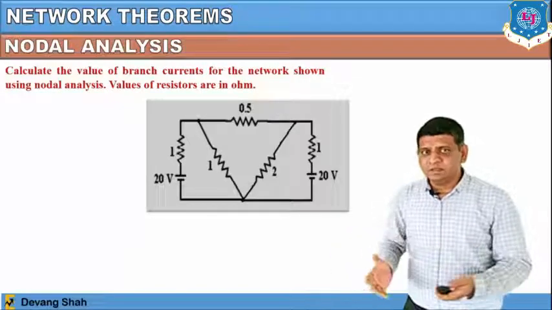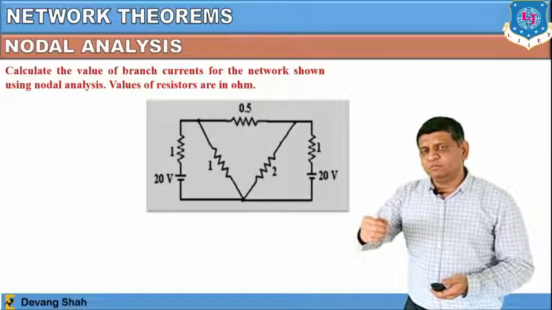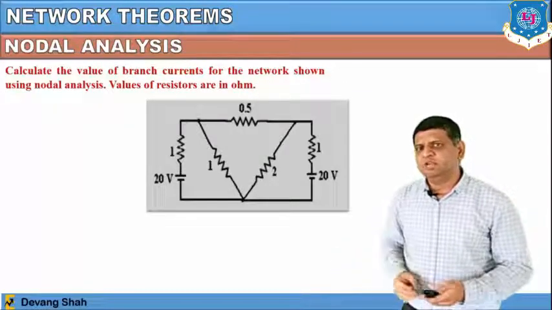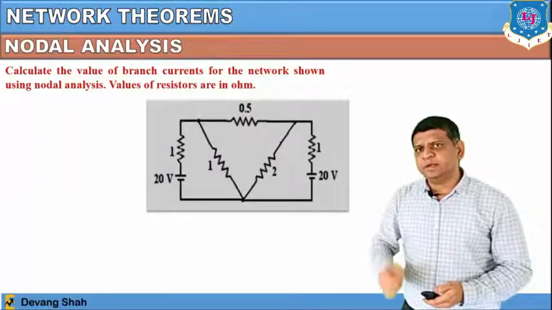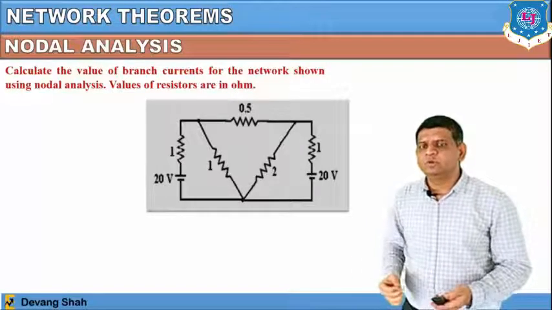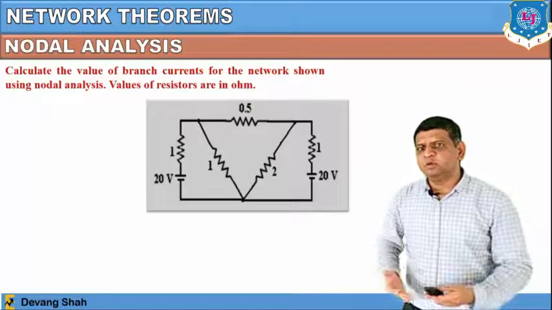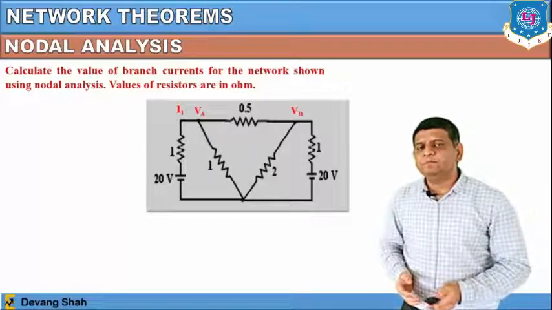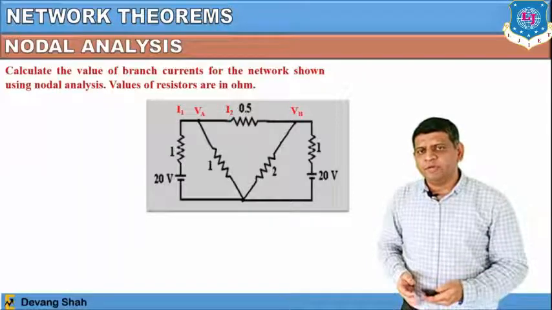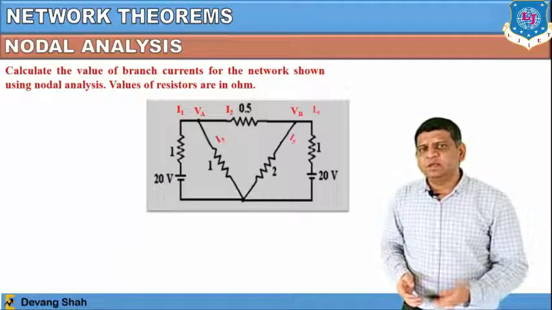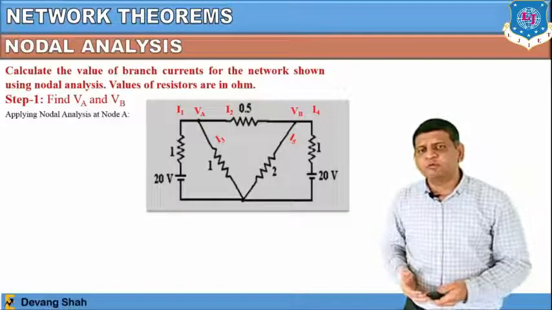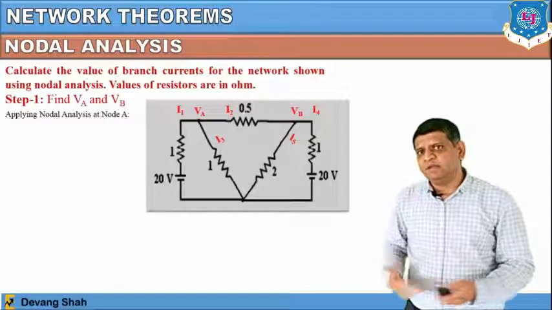You can easily see at one particular node there are 3 branches or more than 3 branches connected. That means here there are 3 nodes, and one node is permanently connected to ground. So voltage at that particular node you can consider as 0, right? So here again we have a total of 3 nodes, A, B and C, and we consider C as ground. So from this, my job is to find the node voltages VA and VB, right?